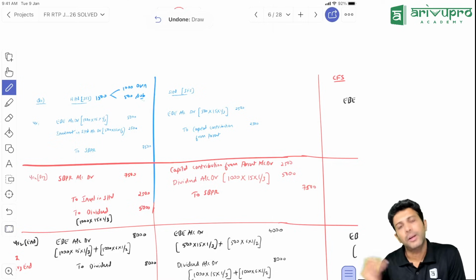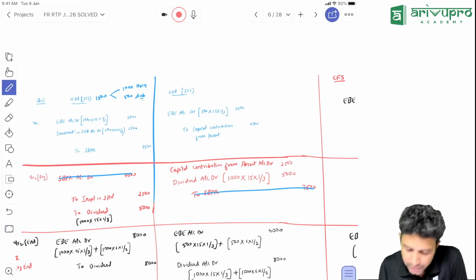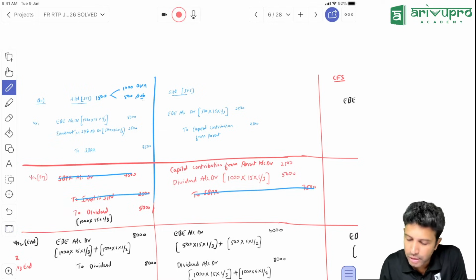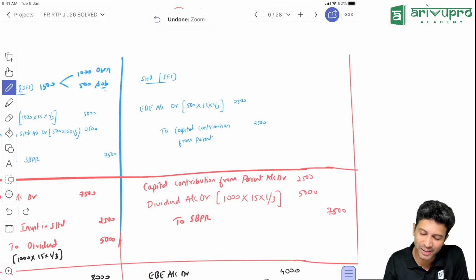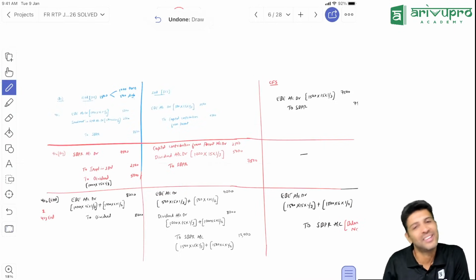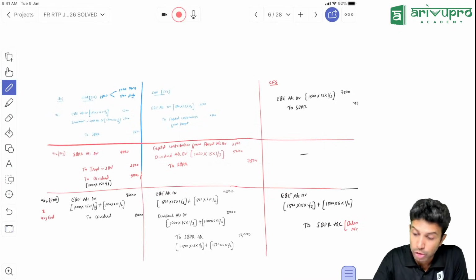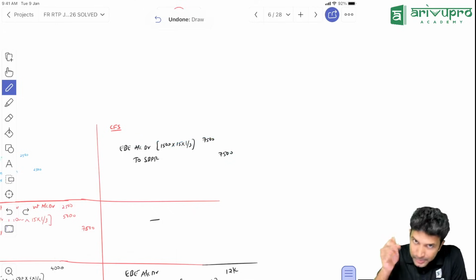Now in the consolidated financial statements, what will happen? SBPR debit and SBPR credit are nullified. Investment credit 2500 and capital contribution debit 2500 are nullified. Dividend debit 5,000 and dividend credit 5,000 as well. That means effectively you'll have to do nothing over here. Everything is getting squashed out. That's pretty much it. Sir, does this have to be reversed? This one should not be reversed. It is just that the expense is still there.